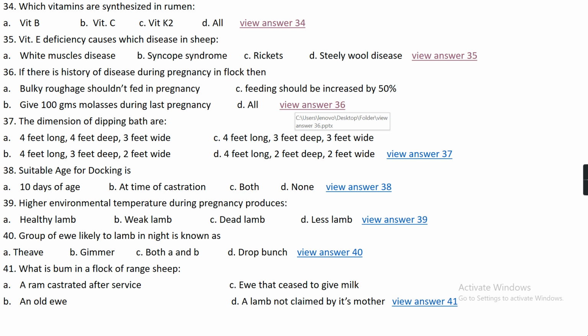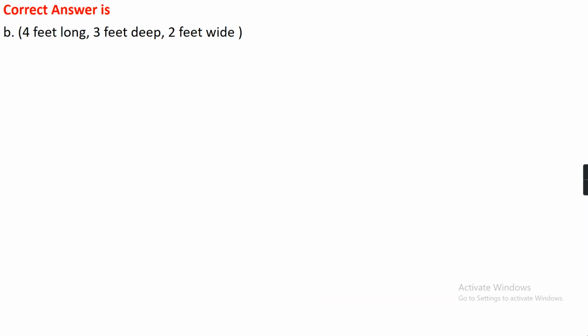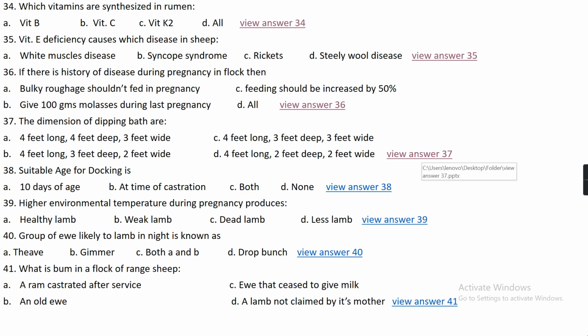The dimensions of dipping bath are option A 4 feet long, 4 feet deep, 3 feet wide. Option B 4 feet long, 3 feet deep and 2 feet wide. Or option C 4 feet long, 3 feet deep and 3 feet wide. Or option D 4 feet long, 2 feet deep and 2 feet wide. The right answer is option B, that is 4 feet long, 3 feet deep and 2 feet wide. Okay. The question number 38.